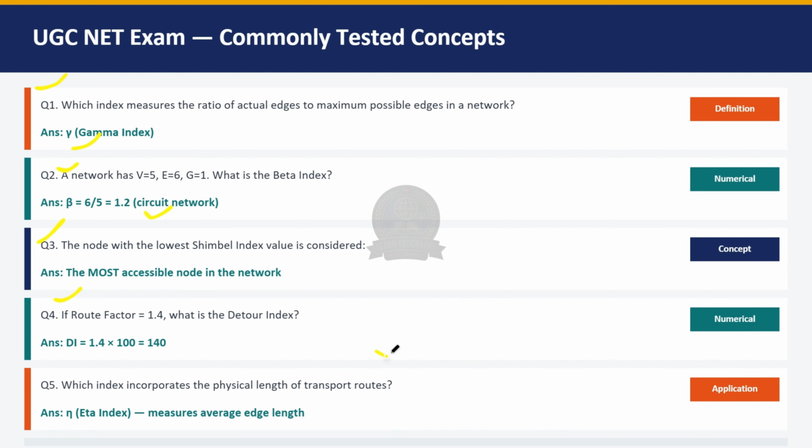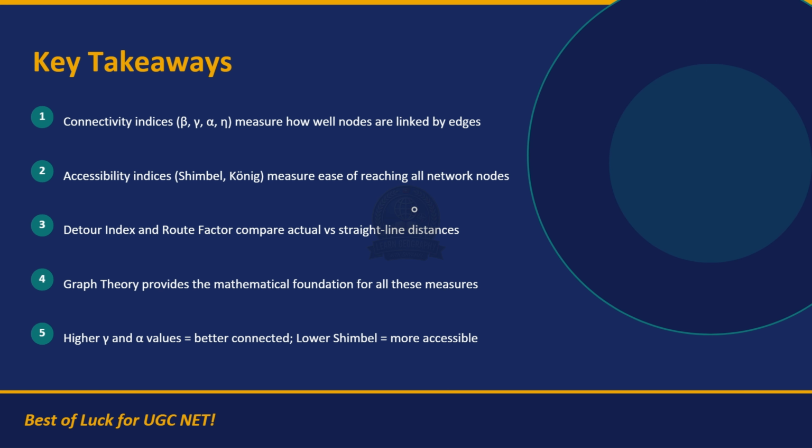Which index incorporates the physical length of transport routes? Eta index, which measures average edge length. Key takeaways: connectivity indices measure how well nodes are linked by edges. Accessibility indices measure the ease of reaching all network nodes. Detour index and route factor compare actual versus straight line distance. Graph theory provides the mathematical foundation for all these measures. Higher alpha, beta, and eta index values mean better connected, and a lower symbol value means more accessible.